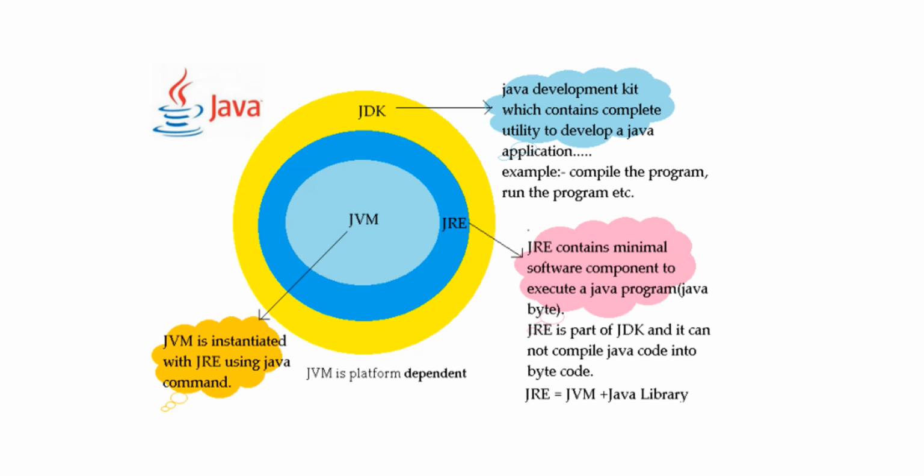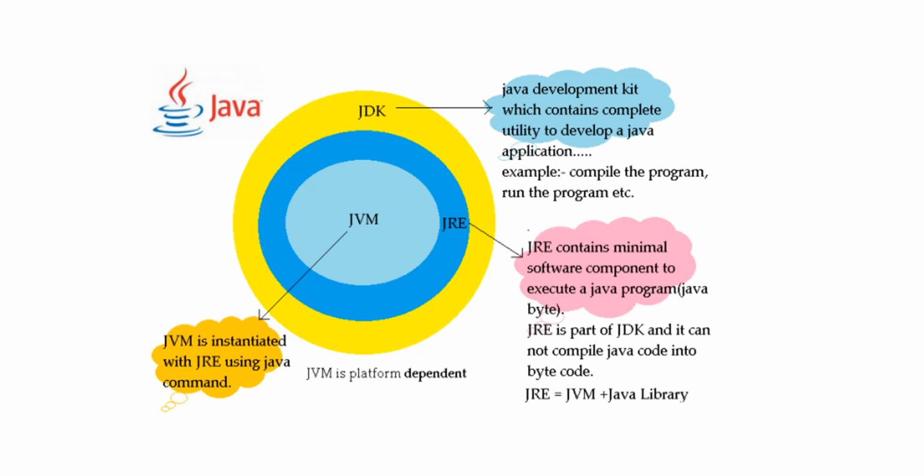The abbreviation of JDK is Java Development Kit. The Java Development Kit contains complete utilities to develop a Java application, for example, compiling a program and running a program, etc. When we come towards JRE, JRE contains minimal software components to execute a Java program. See, even though JRE is a part of JDK, it cannot compile Java code into bytecode. Only execution is possible. We can simply say JRE is equal to JVM plus libraries, Java libraries.